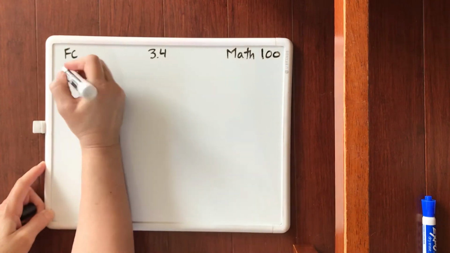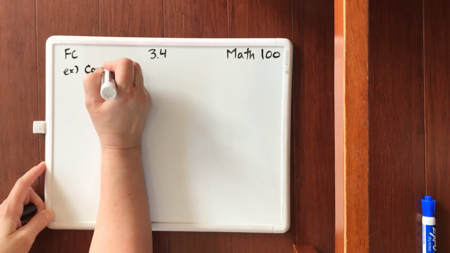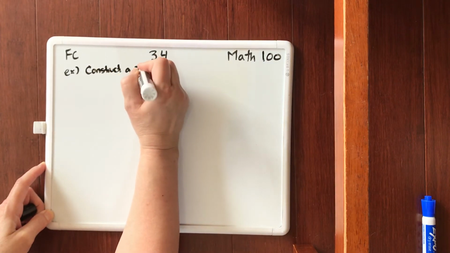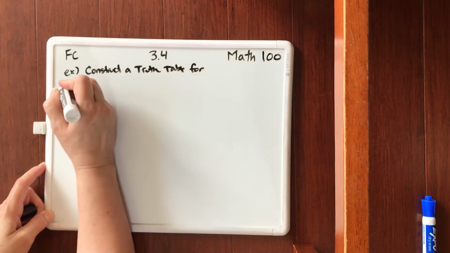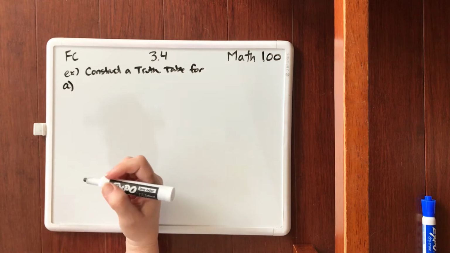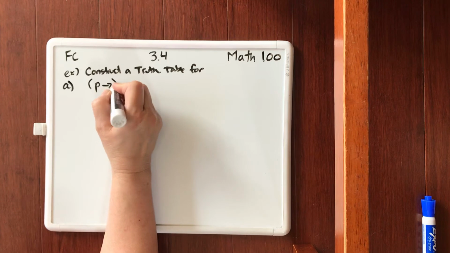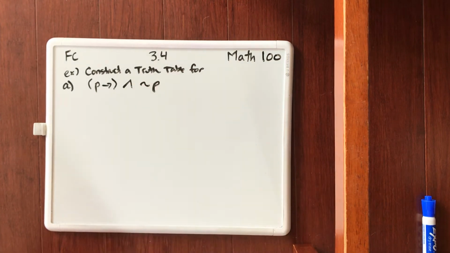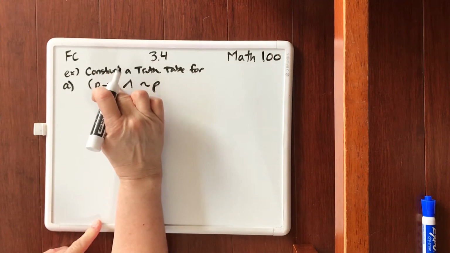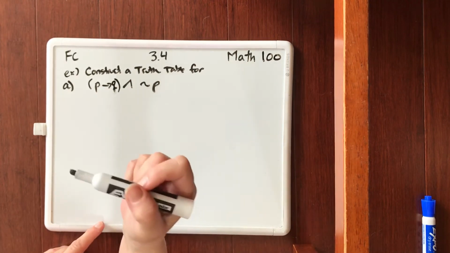All right, so this would be like your homework. Construct a truth table for, and I'm going to give you two examples. For the first one, we're given the conditional if P then Q and not P. Now to construct this table, oops, I forgot something here. It's supposed to be a Q. If P then Q and not P.